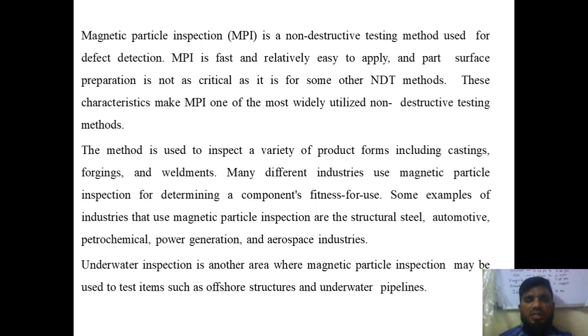It is generally used to inspect a variety of products formed by casting, forging, and weldments. So these can be studied. Many different industries use magnetic particle inspection to determine whether components are fit for use. Okay, some of the industries which generally use it are structural steels, automotive companies, petrochemical industries, power generation industries, aerospace industries, and even some underwater inspections can be done using the magnetic inspection technique.